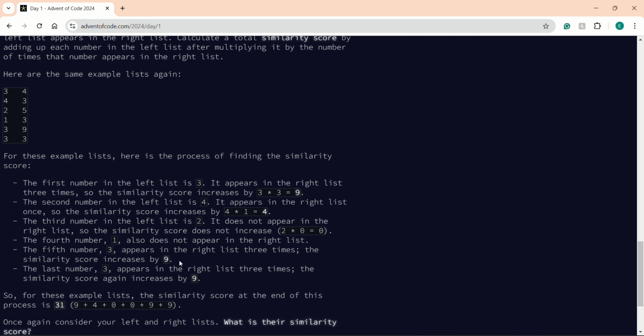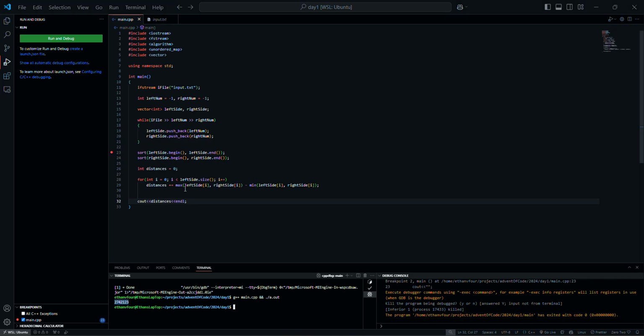Okay, so we can see that we don't really need to sort it anymore, right? All we're doing is putting it into, let's say, a vector or maybe a map. And all we're doing is going through the numbers and trying to find out how many times each appears on the right side, right? So let's do it. That's why I have the unordered map here.